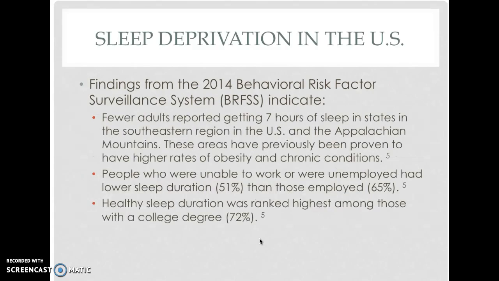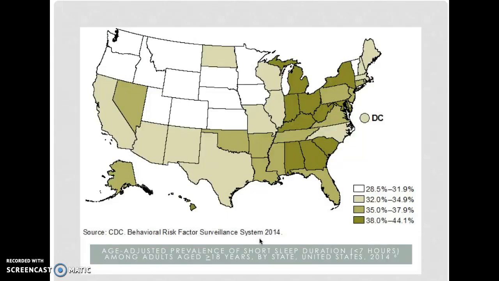Some findings from the 2014 Behavioral Risk Factor Surveillance System indicate that fewer adults get 7 hours of sleep in states in the southeastern region of the U.S. and the Appalachian Mountains. These areas also tend to have higher rates of obesity and chronic conditions. People who were unable to work or were unemployed had lower sleep duration than those who were employed, and healthy sleep duration was ranked highest among those with a college degree.